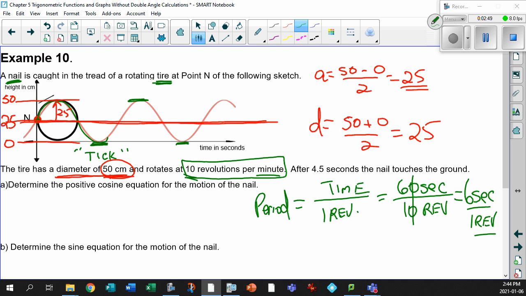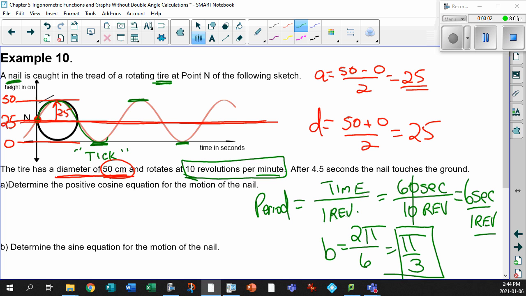Oh, from there, that's easy now. I can figure out my B value. My B value then is 2 pi over the period, which is 6. So you can write this down as pi over 3. Oh, yippee skippy. Look at that. I've got everything I need here. Well, yeah. What kind of function are we after here? Take a look. Doesn't that look like a sine function to you? Yep, I think so too. So it says determine a positive, it doesn't want a sine function. It wants a cosine function.